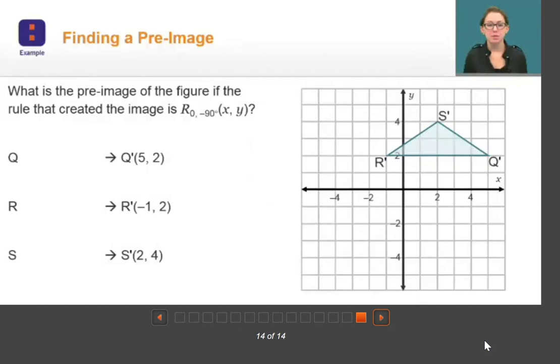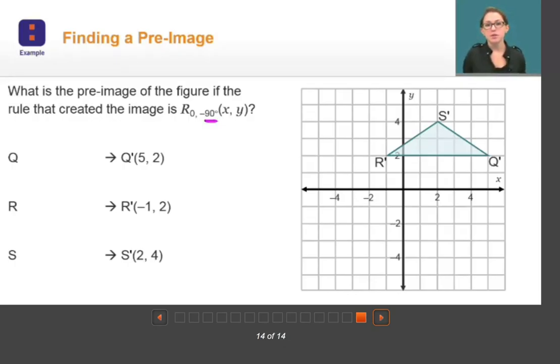What is the pre-image of the figure if the rule that created the image is a rotation about the origin with an angle of rotation of negative 90 degrees? So we know that the figure shown is an image after a rotation. We have to find the pre-image, or the original image, before the rotation. Notice that according to the rule, we are rotating by a negative number of degrees, negative 90 in this case. When given the image, we have to undo the original rotation, so we must go in the opposite direction of the given rule to find the pre-image.